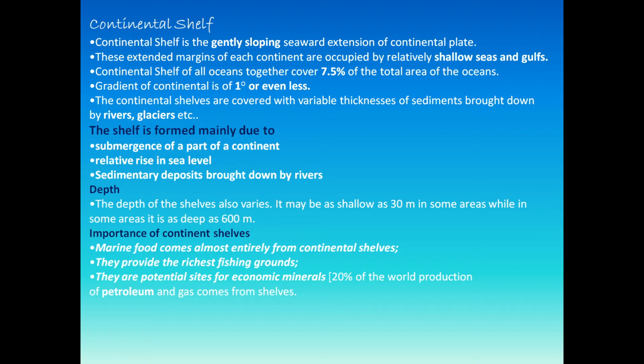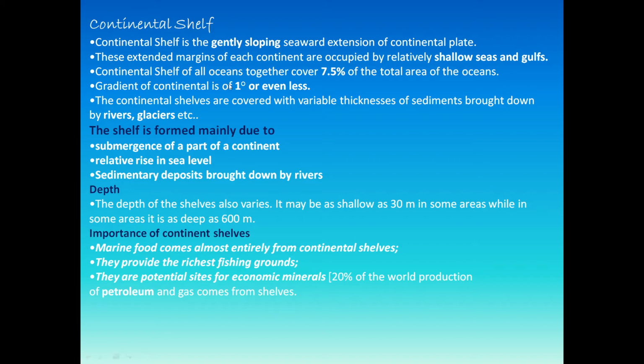Most of the time when we go near a beach and we go inside the water, we are in continental shelf. So till the time we have water until the knees and we can swim very easily, we are in continental shelf. These extended margins of each continent are occupied by relatively shallow seas and gulfs. So all the small seas and gulfs are in this area only. Continental shelf of all oceans together is just 7.5% of the total area of ocean, because after all, it is a boundary between a continent and ocean. So the boundary is just less, that is why it is just 7%.